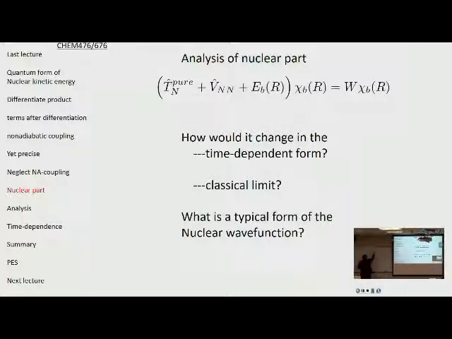So if you do have a Hamiltonian, and you want to say that your wave function depends not only on position but also on time, we need to take the time derivative. So check how it changes with time.